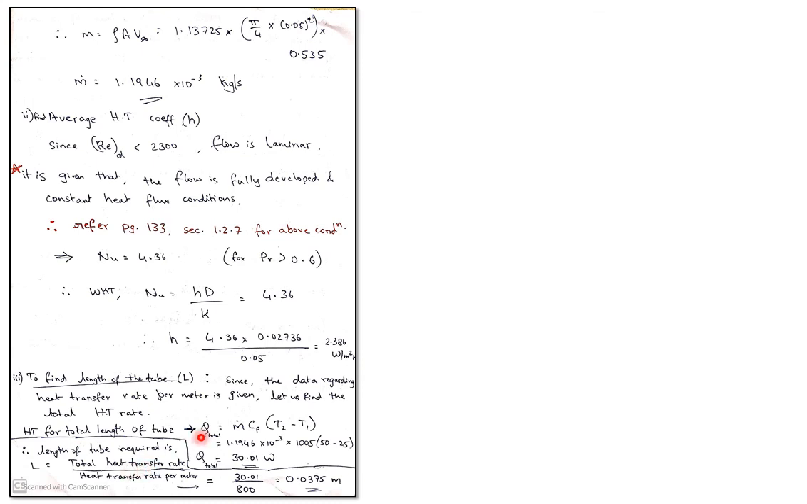Here Q equals m Cp delta T, where m is the mass flow rate, Cp is 1005, and delta T gives the value of Q total. Then you can find the length of the tube required from the total heat transfer rate and the heat transfer per meter. This is very much important. Total heat transfer divided by heat transfer per meter gives the length of the tube in meters.